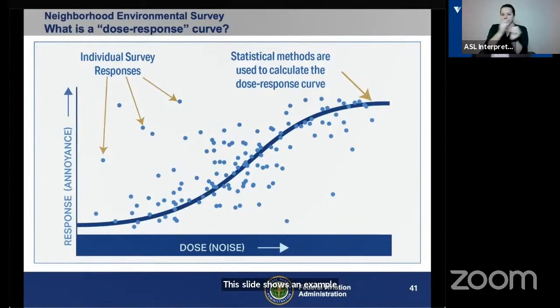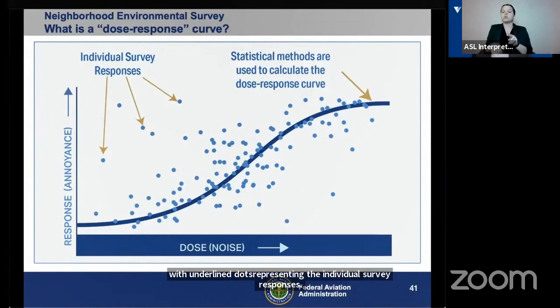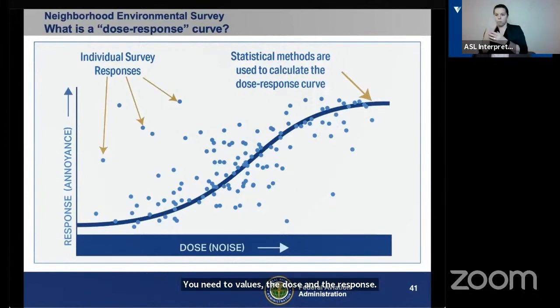To produce a dose response curve, you need just two values, the dose and the response, from many observations at different dose levels. In this case, a respondent with a DNL of 50 decibels with no annoyance would be plotted in the bottom left corner, while a respondent with a DNL of 75 decibels who is extremely annoyed would be plotted in the upper right corner.